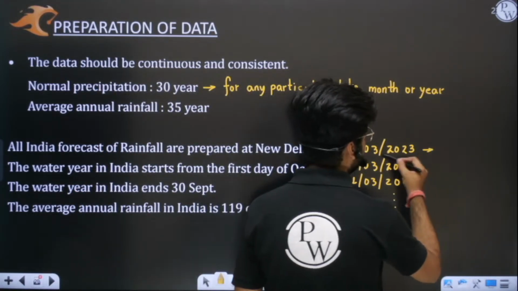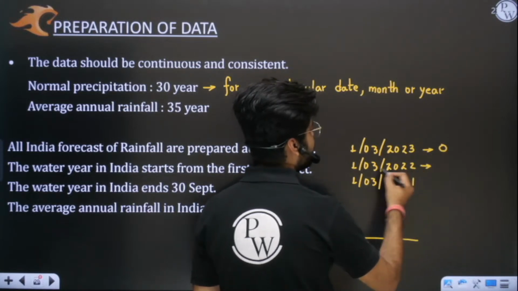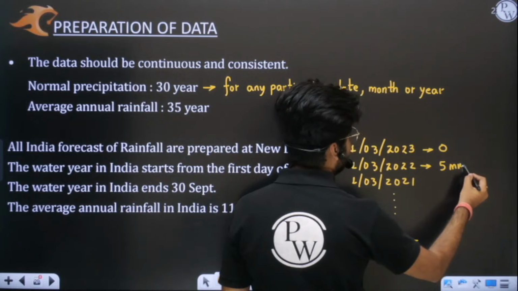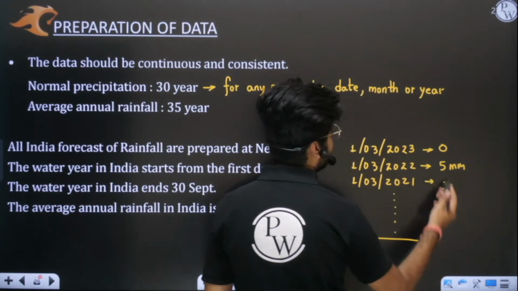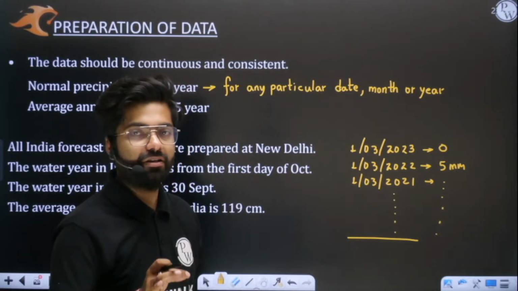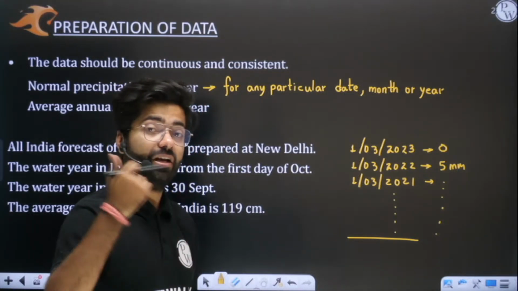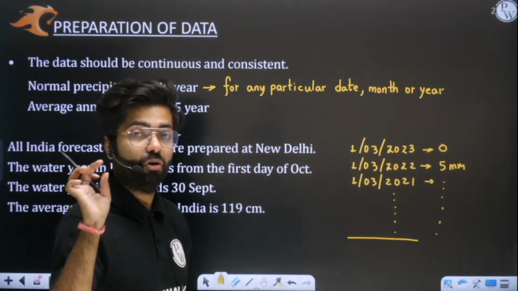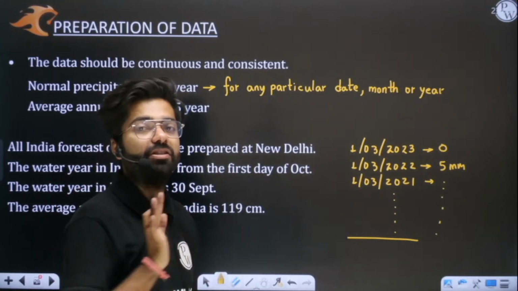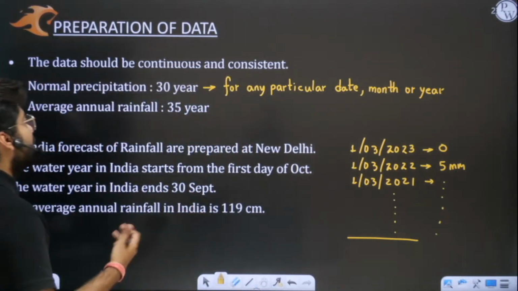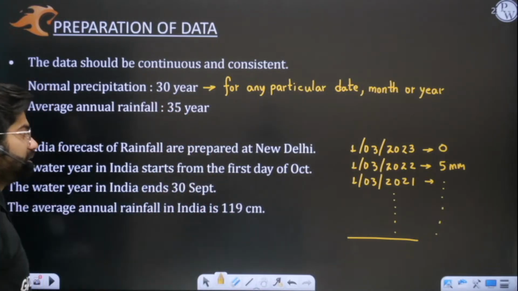Okay, imagine on 1st March no rainfall has happened. In 2022, let us say 5 mm of rainfall has happened, like this. We have to collect rainfall data for a particular date for the last 30 years. So that will be called the normal precipitation of 1st March. Normal precipitation of 1st March means that we are taking the average for the last 30 years.